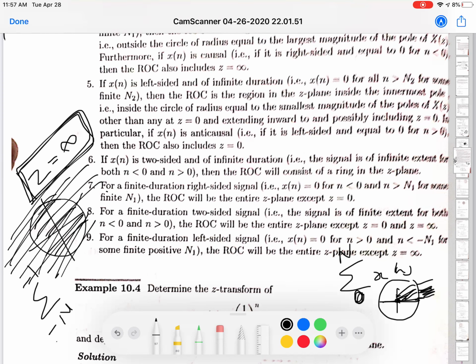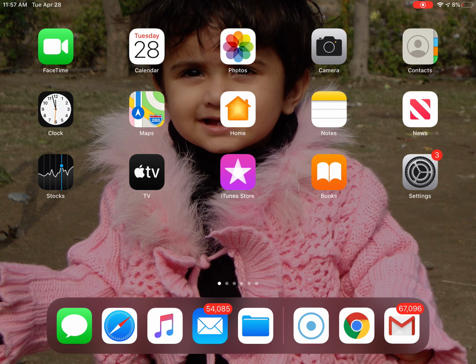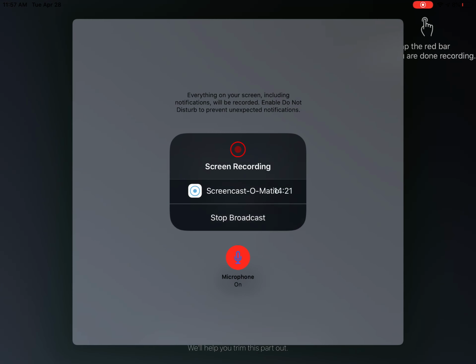All these are the properties of ROC, and the questions based on it we will discuss in the coming video. Thank you so much.